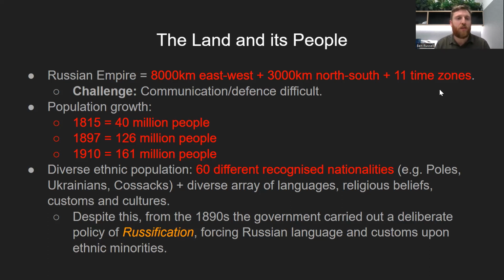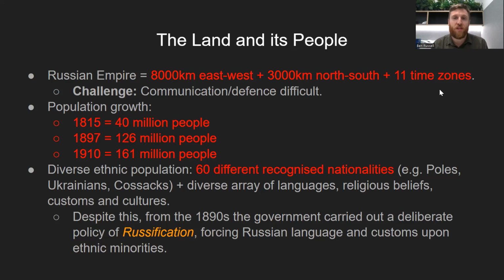In 1815, the population was 40 million people. By 1897, the population had more than tripled to 126 million people, and by 1910, it had grown again to 161 million people. The Russian Empire also contained a diverse ethnic population with 60 different recognized nationalities, a diverse array of languages, religious beliefs, customs, and cultures.